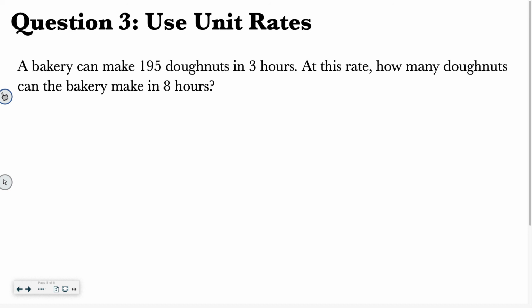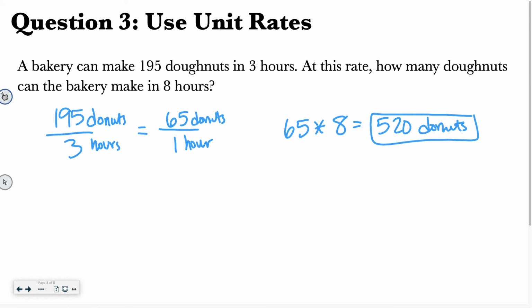All right, this is the last thing for you to try on your own. A bakery can make 195 donuts in 3 hours. At this rate, how many donuts can the bakery make in 8 hours? Good luck. All right, for this problem, hopefully you figured out that you would do 195 donuts divided by 3 hours to find that they make 65 donuts per hour. And then you took that unit rate and you multiplied by the number of hours we were looking at, which was 8. So 65 times 8 tells me that they can make 520 donuts in 8 hours.